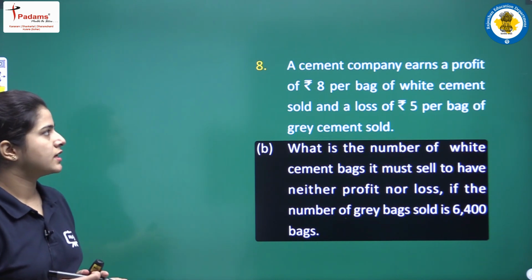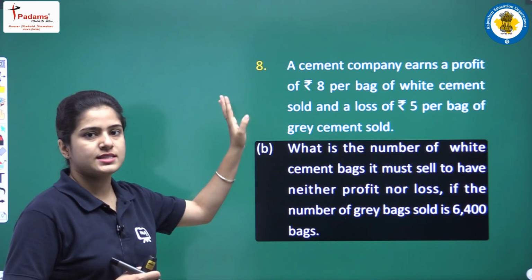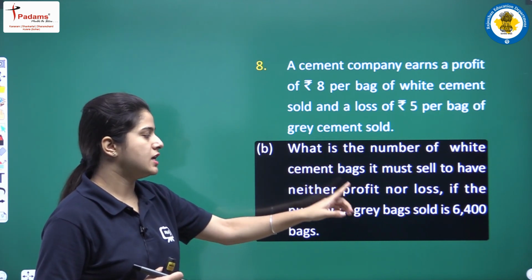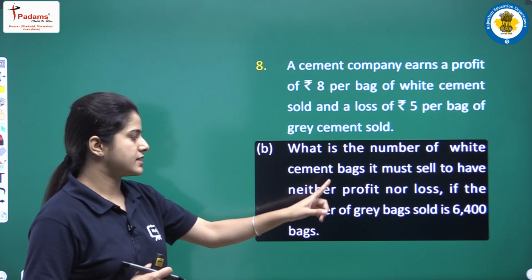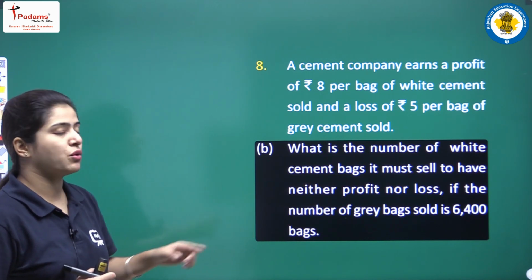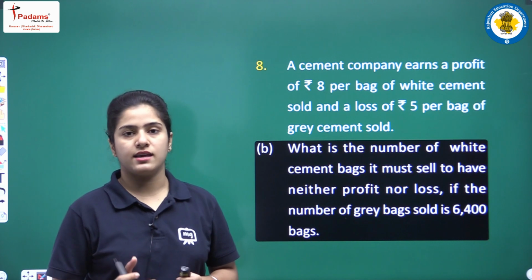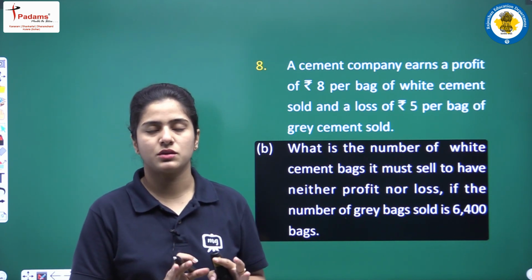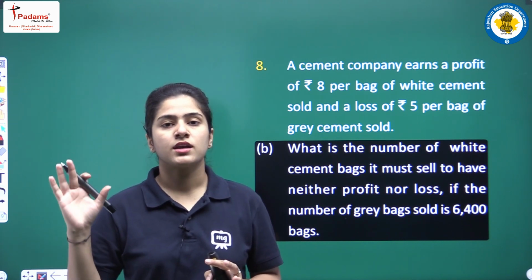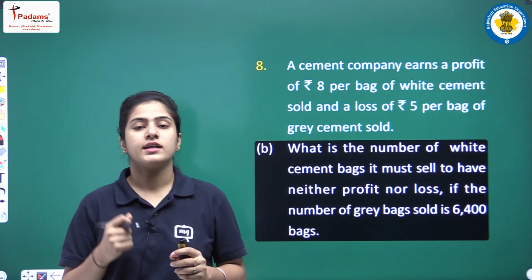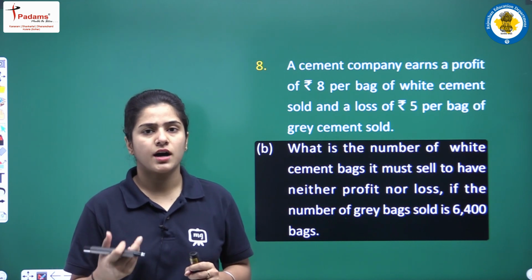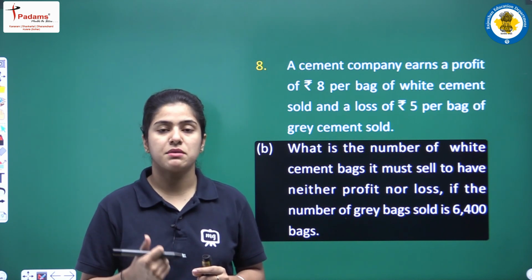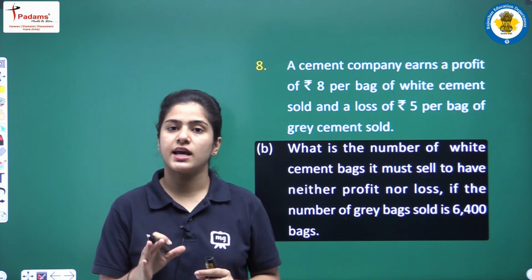What it is saying. The introduction is the same as the first part. What is the number of white cement bags it must sell to have neither profit nor loss if the number of grey bags sold is 6,400 bags? What it is saying is that overall they don't want any profit, they don't want any kind of loss, and they have already sold 6,400 grey bags. So they are asking you what number of white bags they must sell to have no profit and no loss.